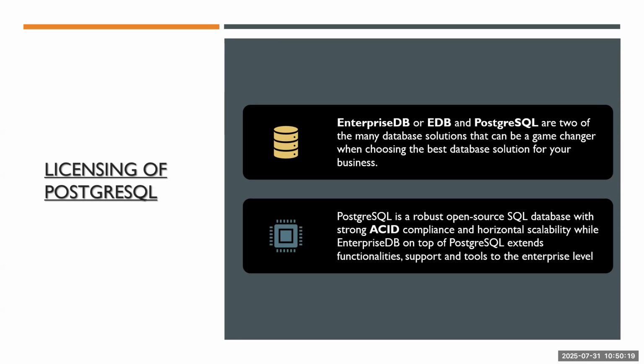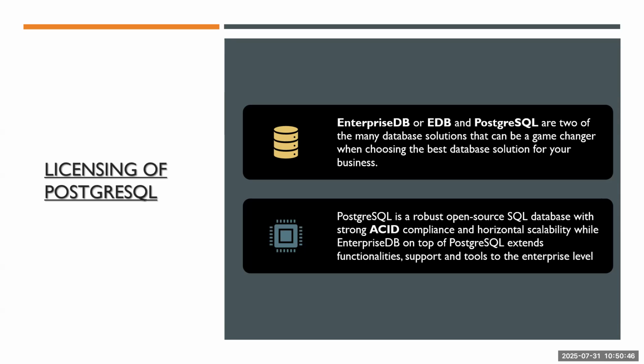Horizontal scalability is nothing but adding more servers. Vertical scalability is nothing but increasing your resources in terms of CPU and RAM. Horizontal scalability is nothing but you can add more servers to distribute the workload.